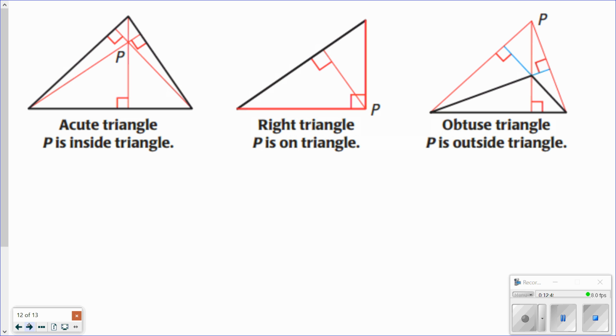Now, the orthocenter can be in different positions depending on which type of triangle you're looking at. So for acute triangles, the orthocenter is inside the triangle. Point P here would be the orthocenter. For right triangles, P is on the triangle. So P would be right here, the orthocenter. And then for obtuse triangles, the orthocenter would be outside of the triangle. So here would be our orthocenter for that example.